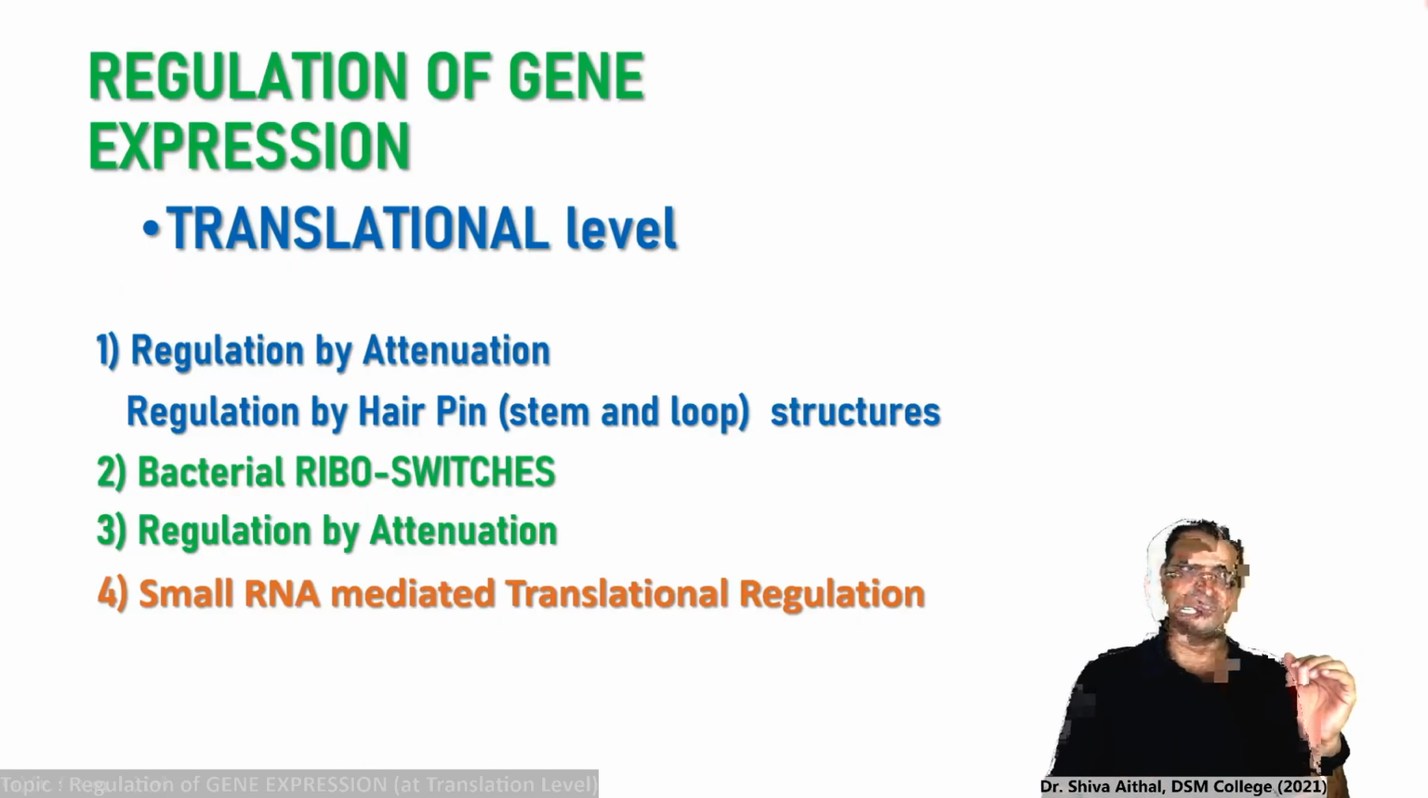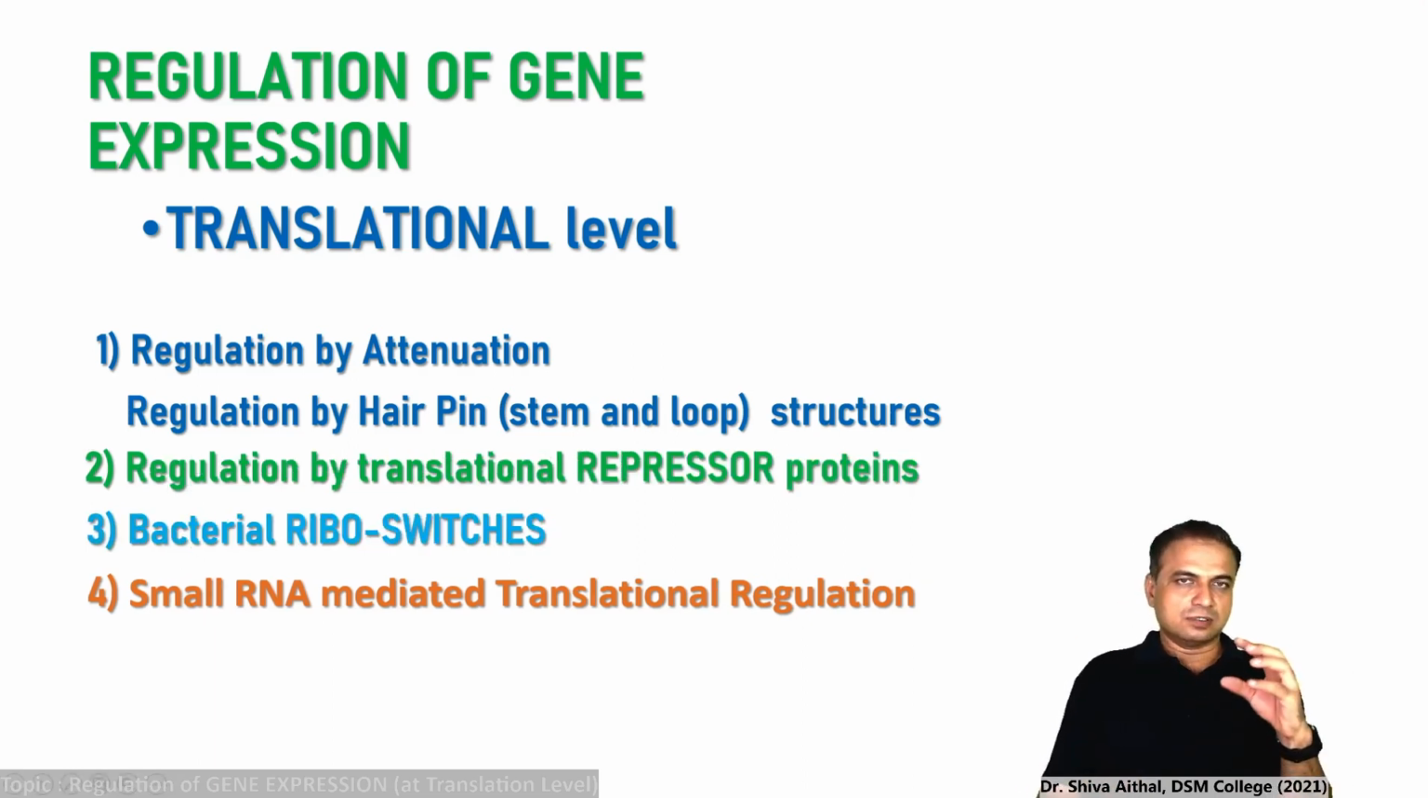So regulation of gene expression at the translational level, we will see four different aspects. Regulation by attenuation, that is either by a hairpin structure or stem and loop structures. Regulation by translational type of repressors. These are not the repressors which are blocking the transcription, but translation. So translational level repressor proteins.